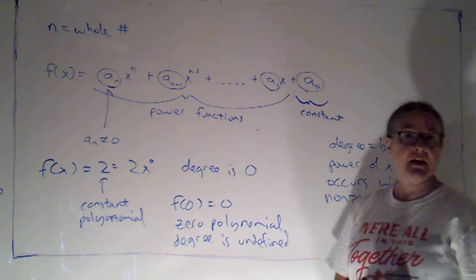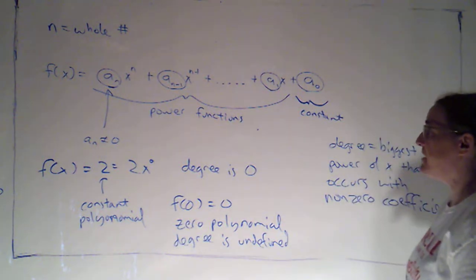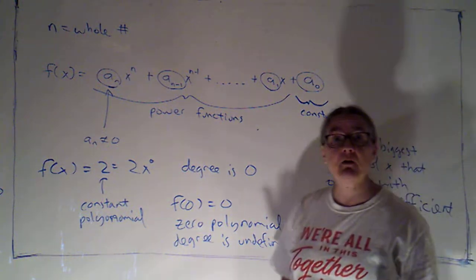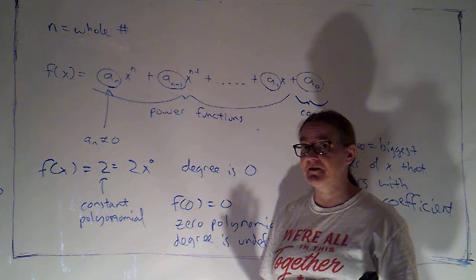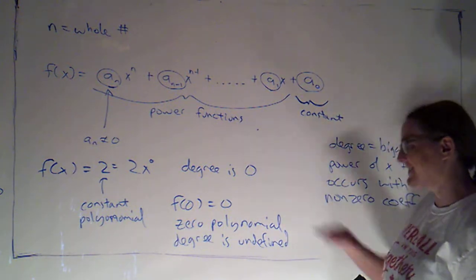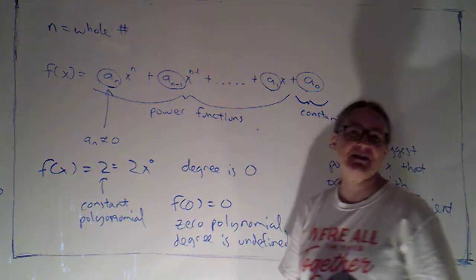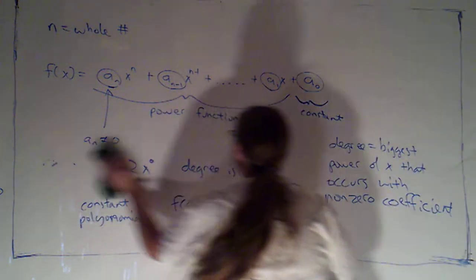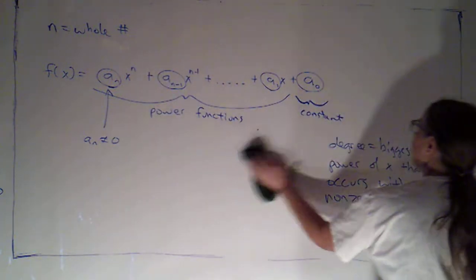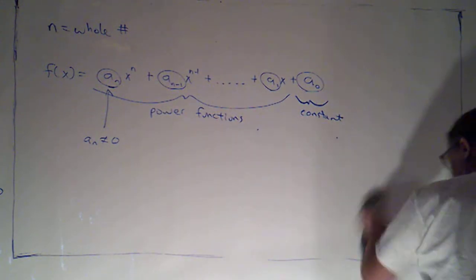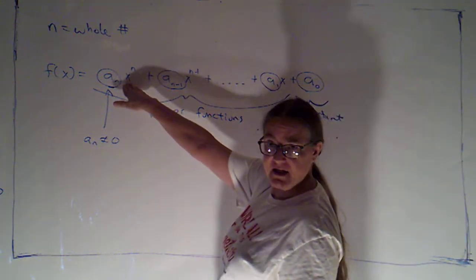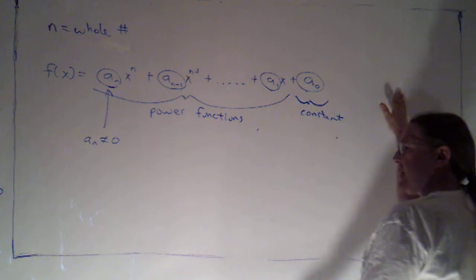That's not going to be a big issue for us, but it is important to know that for non-zero polynomials, the degree is just the biggest power of x that occurs with a non-zero coefficient, and that means that if I have a constant polynomial other than the 0 polynomial, it's going to be degree 0. All right. Now, I've written this polynomial in what we call descending order. So I started with the biggest power of x, and I worked my way down.